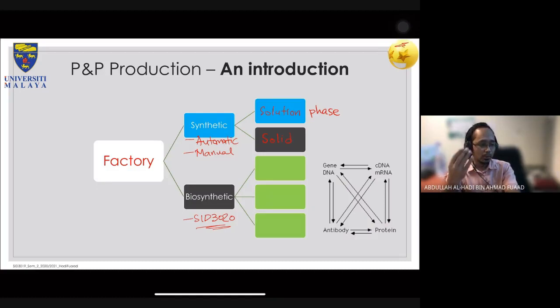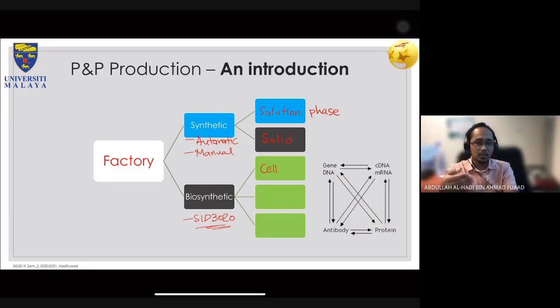Okay, so we will go into a little bit more detail on the solid and solution phase, what are the difference, and so on and so forth. And if the industry is interested in using the biosynthetic approach, there are more than three, obviously, but only these three are being the major focus for this particular lecture.